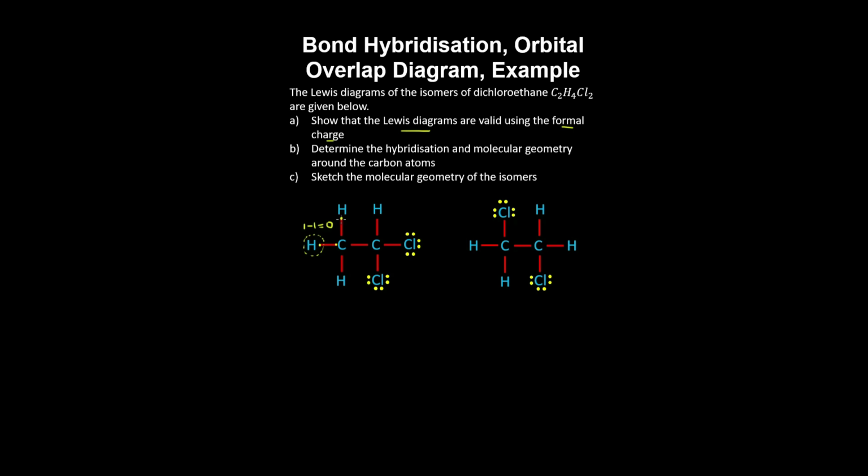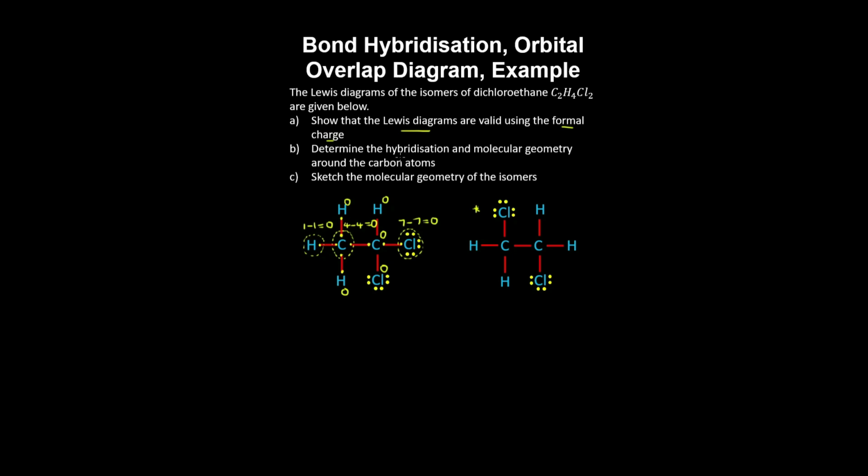And if you do the same for the carbon, which has 4 valence electrons and 4 assigned electrons, and the same for the chlorine, which has 7 valence electrons and 7 assigned electrons. So the formal charge on all these atoms is 0. And you can do the same for this isomer.